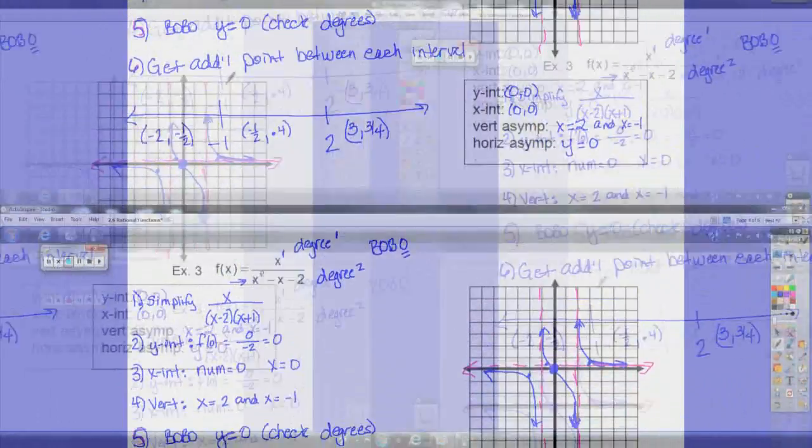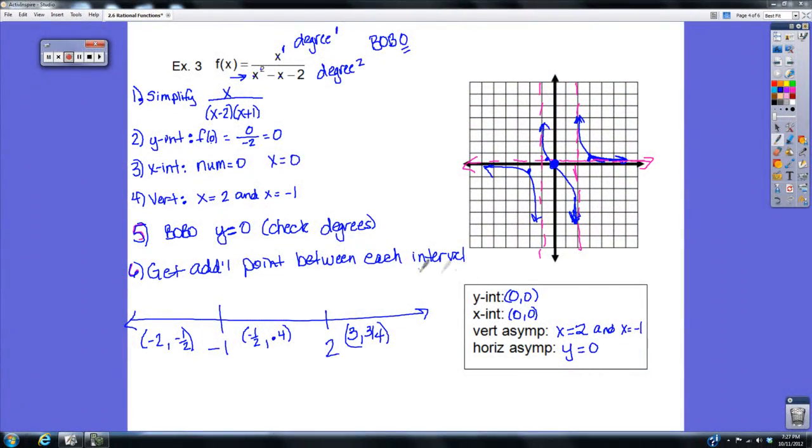Okay, I'm going to add something to this. Find additional points between each interval. I should add here the x-intercept, because our x-intercept was at 0, which would be between -1 and 2. So make sure you add a point at your x-intercept also. When you're looking at your table, make sure that you add a point in between to make the graph a little more accurate.